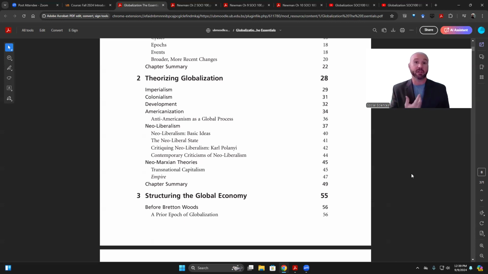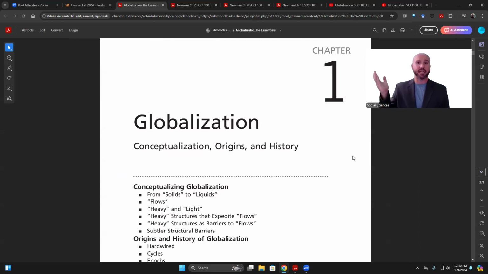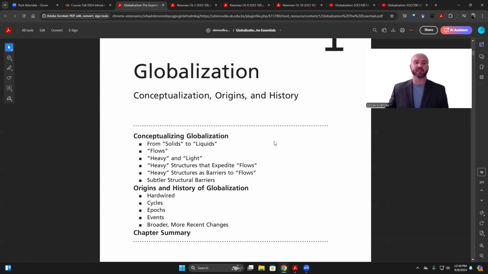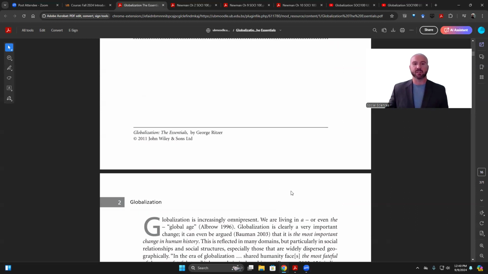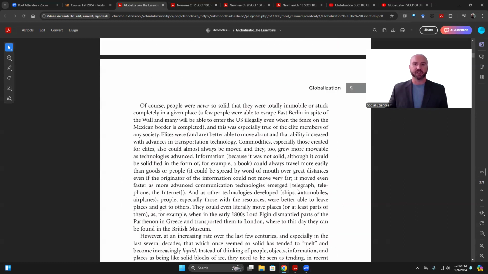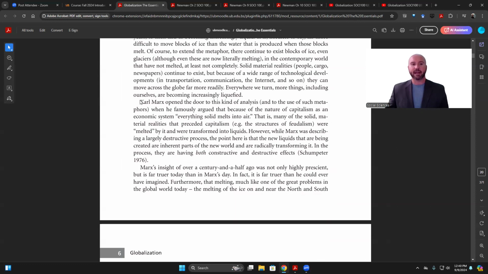And this goes back to the conflict perspective, where Marx is perhaps the most famous scholar. But if we get into chapter 1 of George Ritzer, we'll see that the way that he conceptualizes the metaphors that he uses to discuss globalization come from a specific source. And I want to point out right now that this is Karl Marx. So on page 5, Ritzer says that Karl Marx opened the door to this kind of analysis. What kind? Well, the use of concepts and metaphors that track directly back to Marx when he famously said that everything solid melts into air due to industrial capitalism.